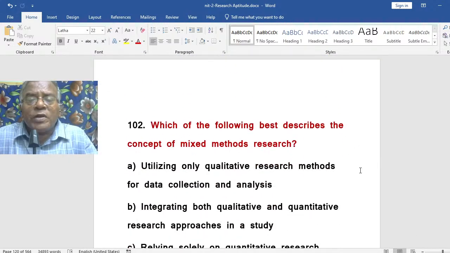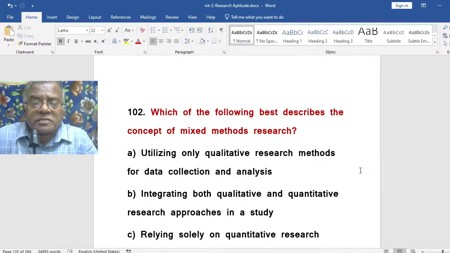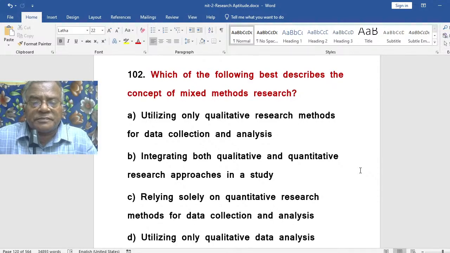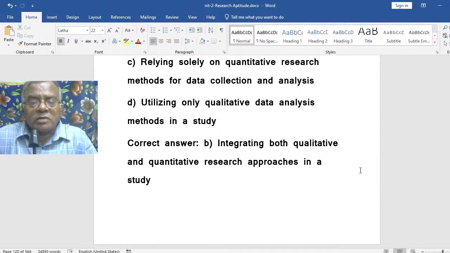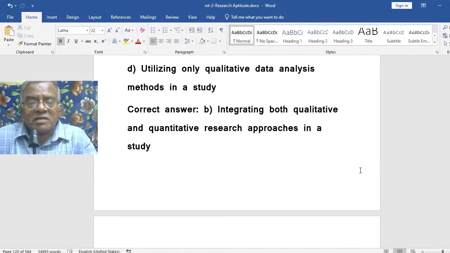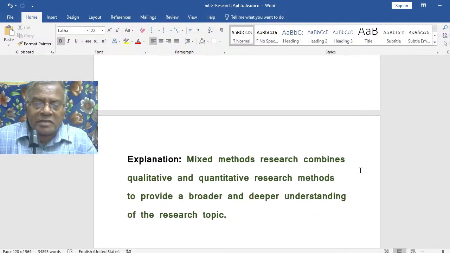Which of the following best describes the concept of mixed methods research? Out of these four options, which is the correct one? Just see the options. Of course, as we have already explained, what is the correct answer? Integrating both qualitative and quantitative research approaches in a study. So that is the correct answer.